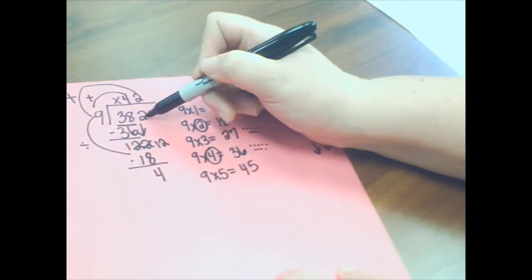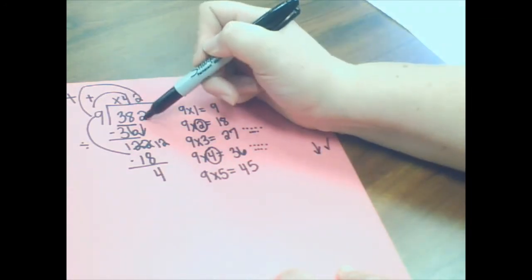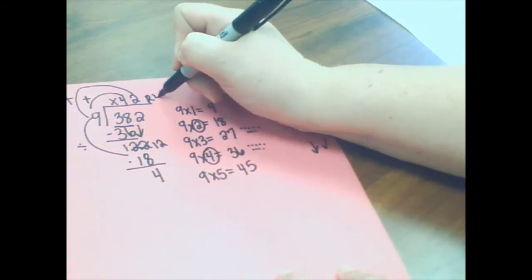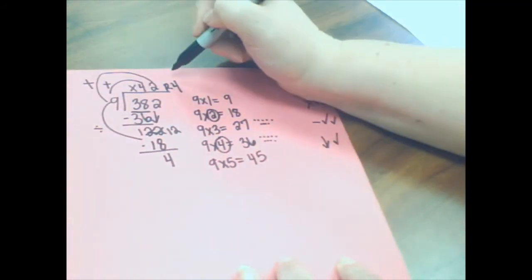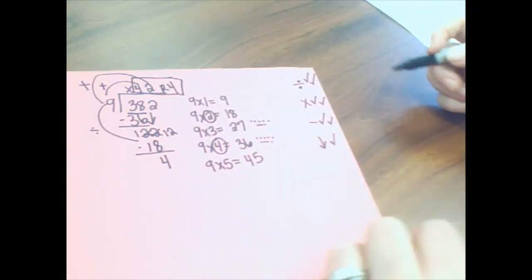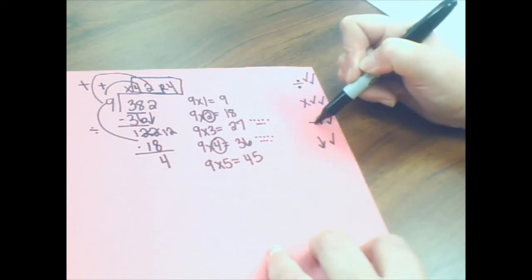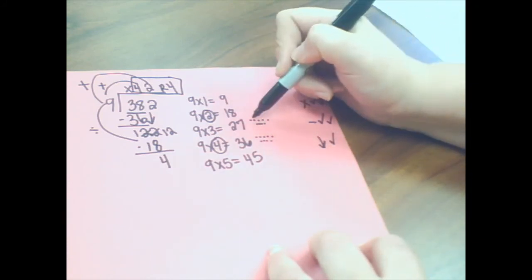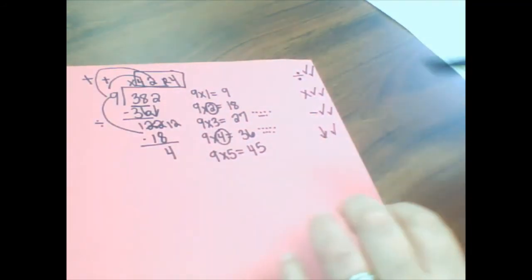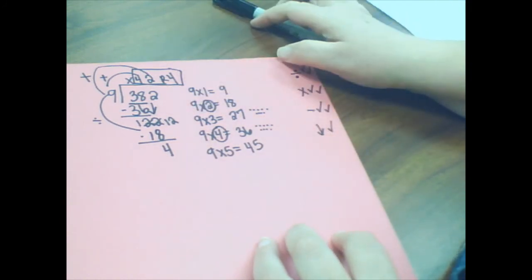Do I have any number to bring down? No, I do not. Do I have any number in my dividend that needs a number above it? I do not. So that is my remainder. So my answer is 42 with a remainder of 4. Remember these steps every time. Divide, multiply, subtract, bring down. And also remember how you can draw your dots to help you with your facts. It is essential. That means you must write your facts out for every single division problem.